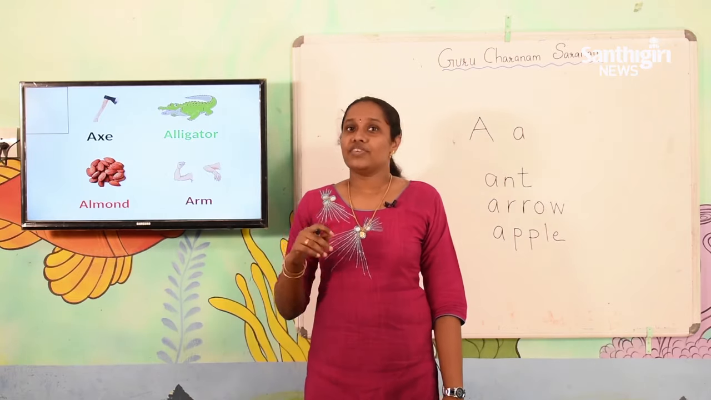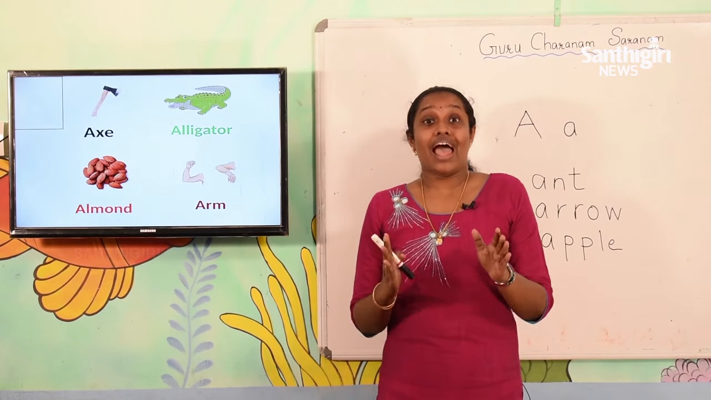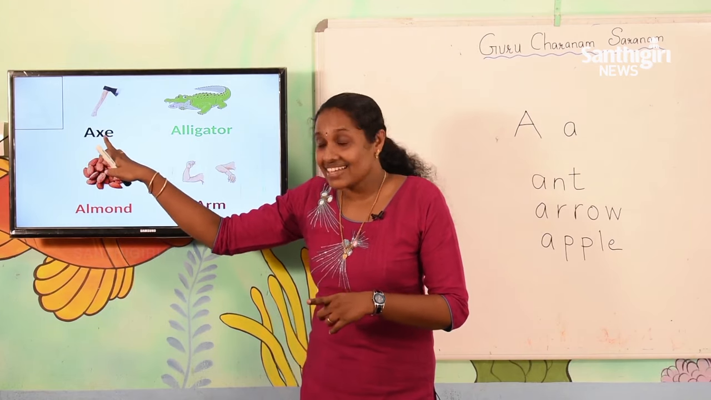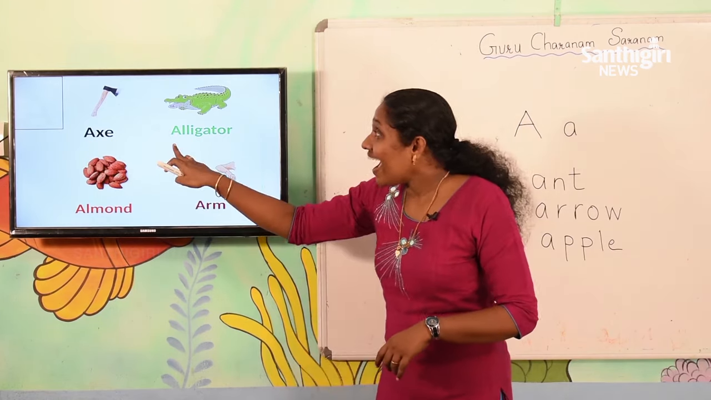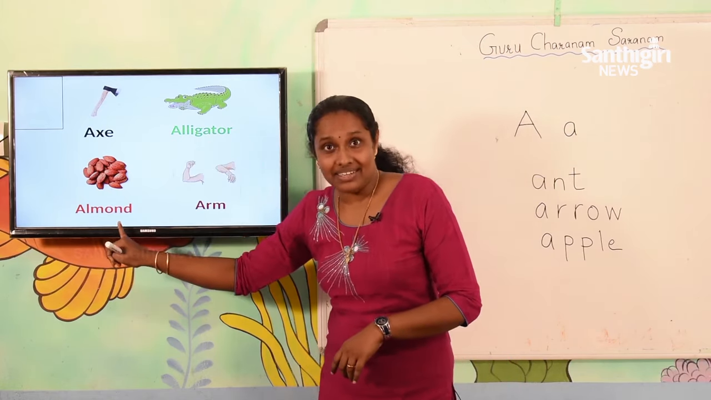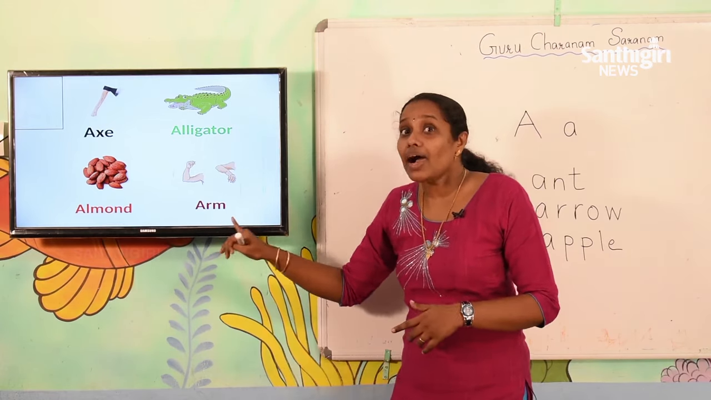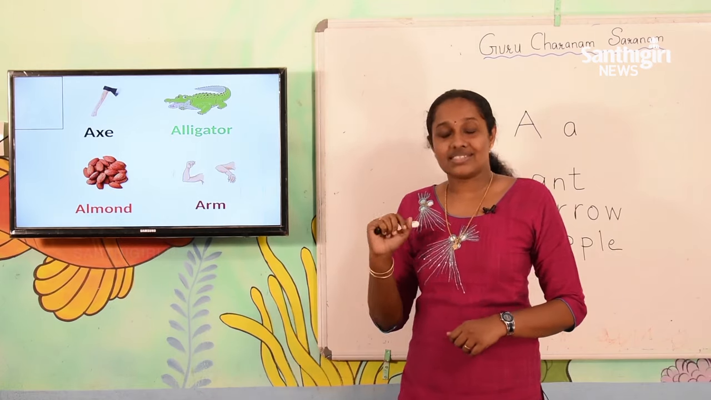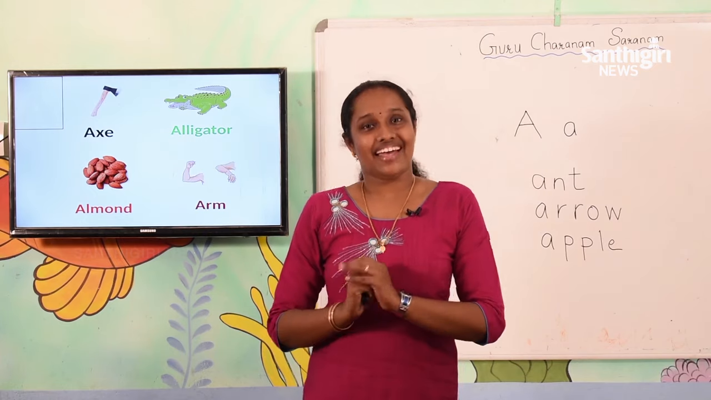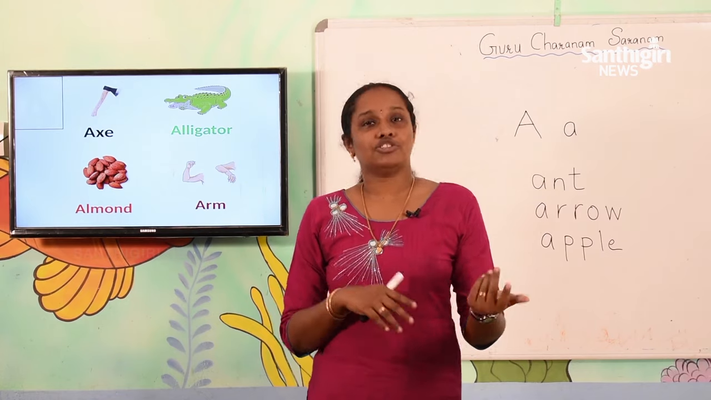Okay. We can see more words with the sound A. Axe. Alligator. Almond. Arm. Okay? What's the sound we hear? A. The sound of letter A is A. Okay, you got it?